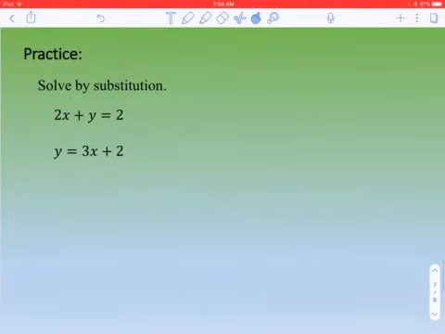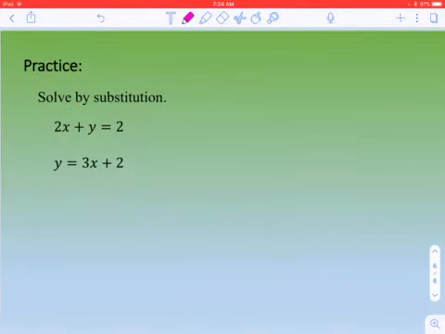So here's our first practice problem. So we already have an equation solved for y. So what will be the new equation? So I'm going to take what y equals, 3x plus 2, and I'm going to substitute it in for the y. So this gives me 2x plus, and then y is 3x plus 2, is equal to 2.